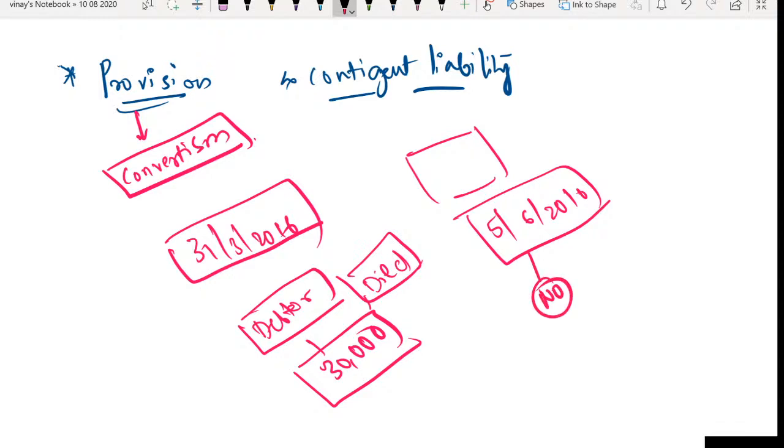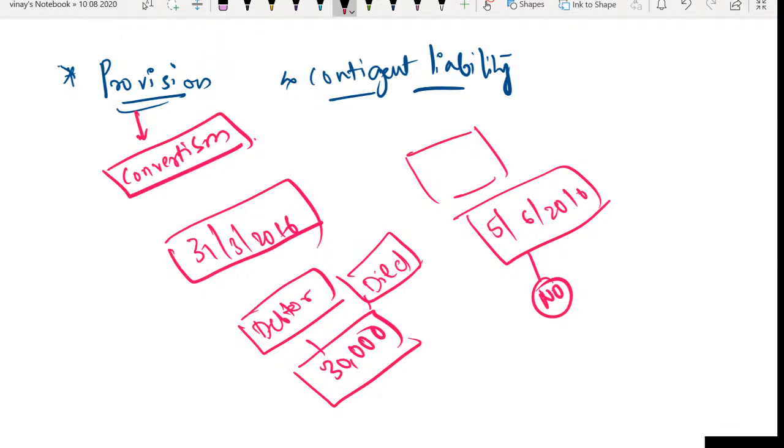The answer is no, because he's died and his son's not going to give me. Then there are two concepts. One is conservatism, which says as soon as you know that you're going to incur any loss, you record it. And the matching principle also says when you know that you're not able to get that money, then you have to reverse it. Yes, it also applies to the matching principle.